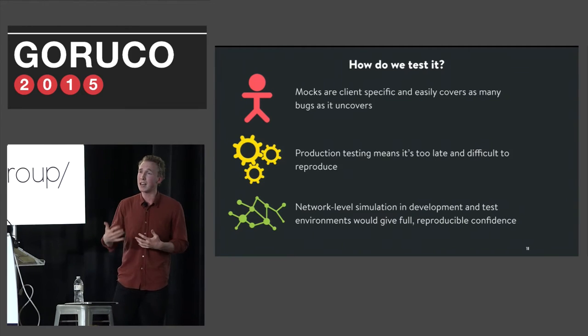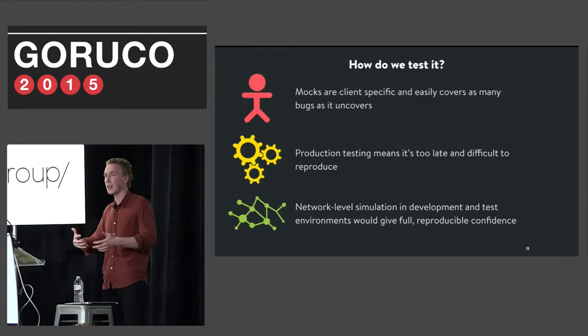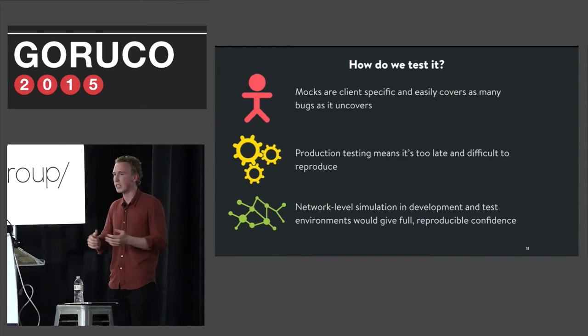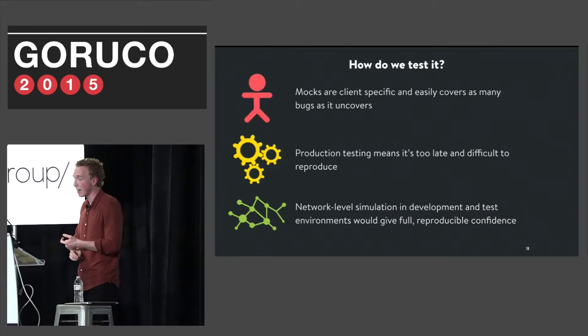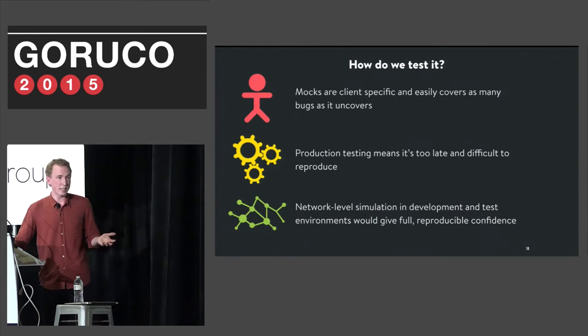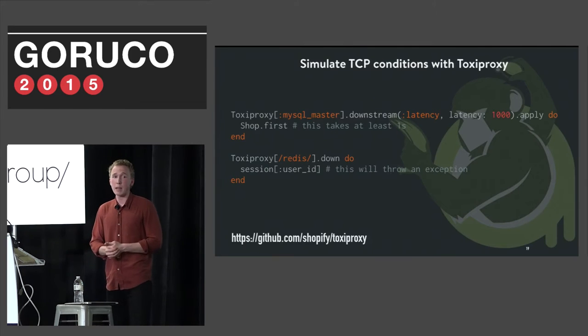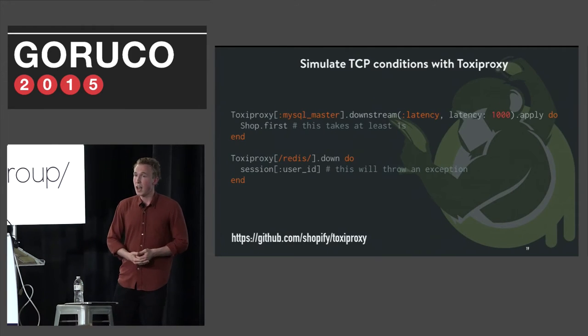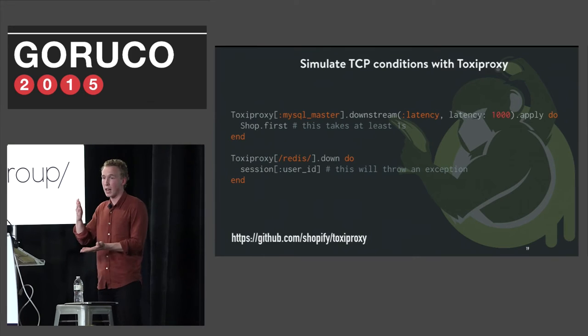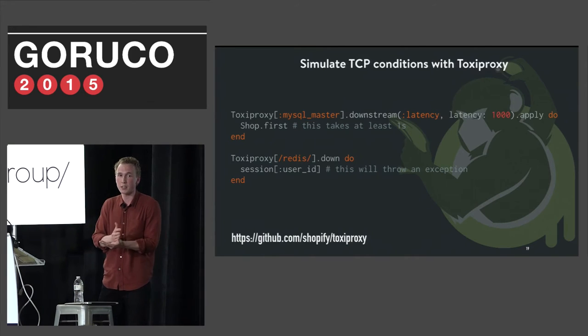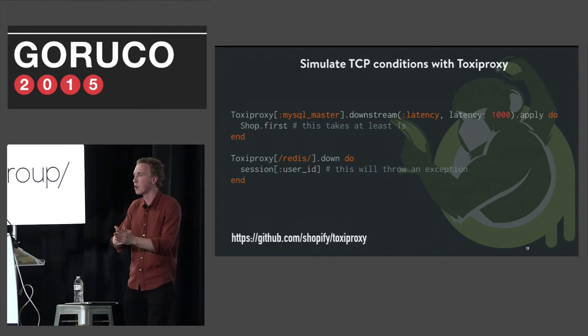we don't have to write a failing client mock for every single driver, and we're not testing in production, and we can run this proxy in all development environments and on CI. The problem was that this proxy didn't exist, so we had to build it. So Shopify built a proxy called ToxiProxy. And it's a proxy that allows you to apply toxics to different channels on this proxy. It's at the TCP level, so instead of connecting directly to MySQL, you connect to MySQL through this proxy.